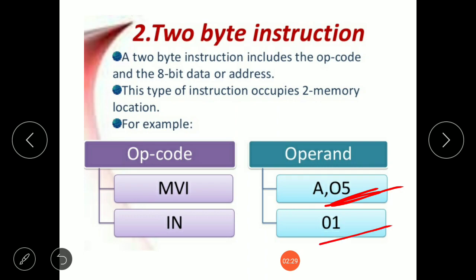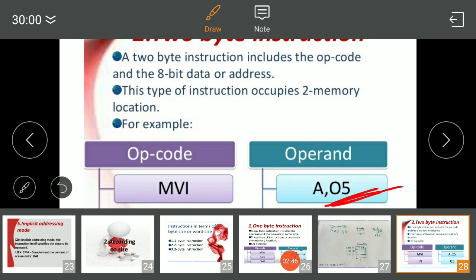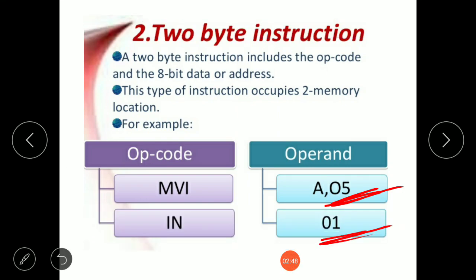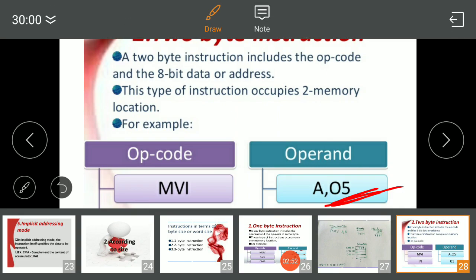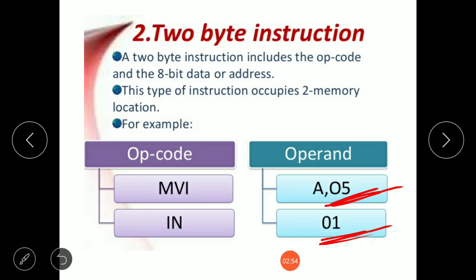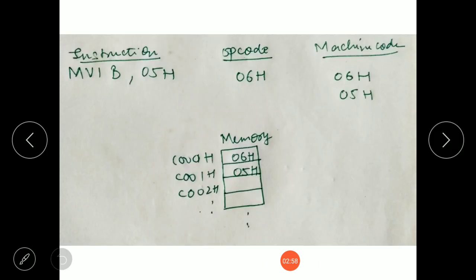As I've already told you when I was discussing the features of the 8085 microprocessor, the addresses of the input and output ports of the 8085 microprocessor are of 8 bits. So here, IN 01, so 01 is the address of the input port. So either the 8-bit address or the 8-bit data is mentioned along with the instruction, and these types of instructions come under the 2 byte category.